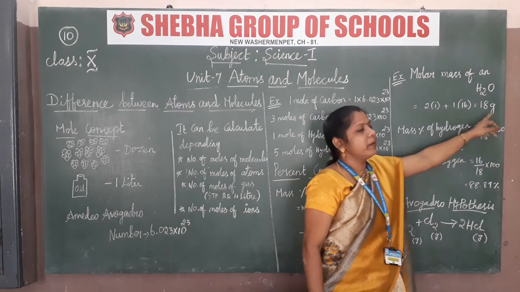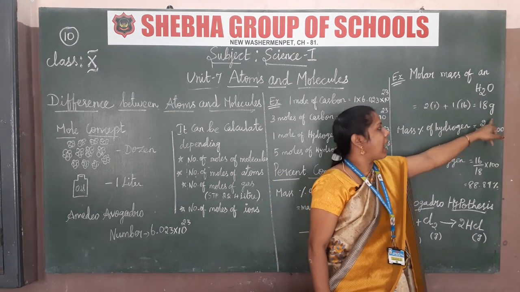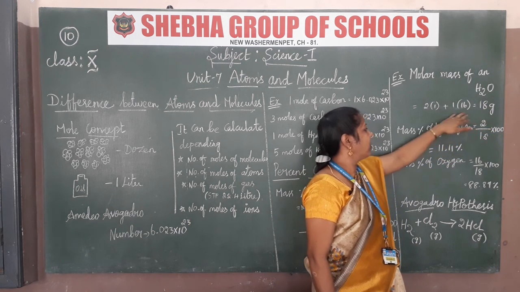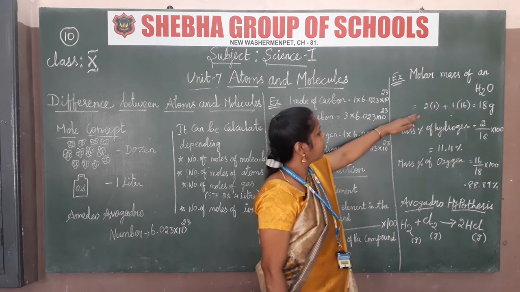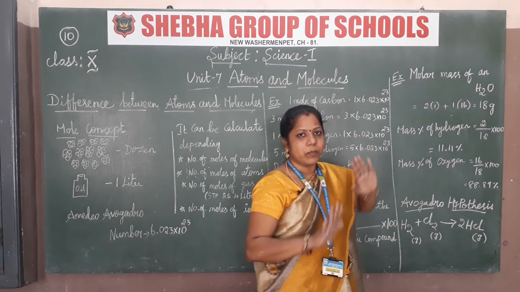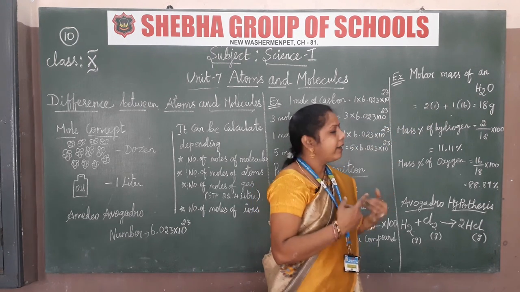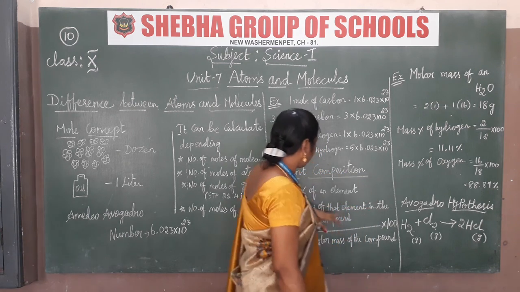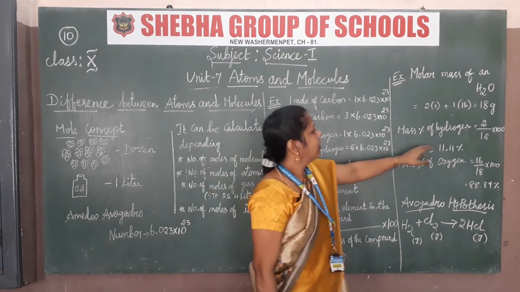Let us mention the unit. That is gram molar mass. So I am going to mention g for gram. Okay? That is the difference. So first you find the molar mass and keep it. Next we find the hydrogen percentage and oxygen percentage using this formula.